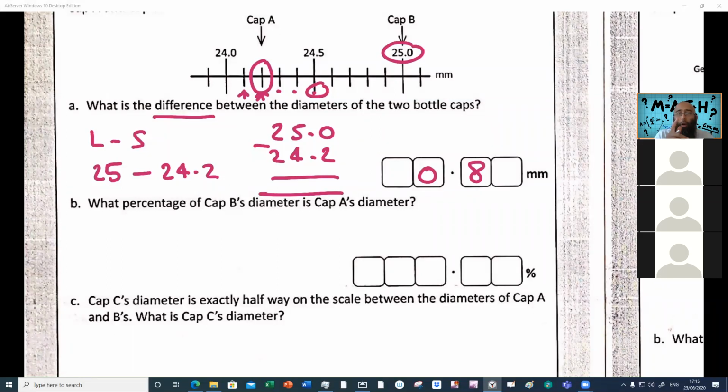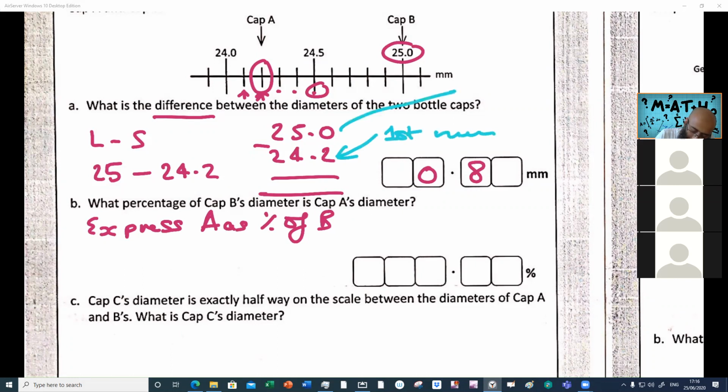Okay, now, I want to ask you a quick question. Do you remember we did this topic? Oops, I'm trying to write with the rubber. Remember this topic here? Yes. Okay, that's the topic: express one number as a percentage of the other number. So the first number is what? Which is our first number? 24.2. And what's the second number that they want to express it out of?